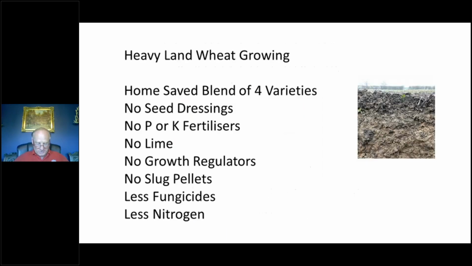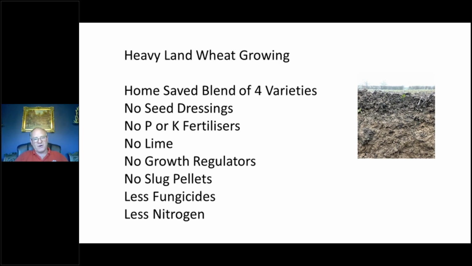Okay, the last one, could just go on to the last slide. This is just a few points really referring to growing wheat. I've mentioned my blend of varieties. It's just a really good way of getting more diversity into your crop and slowing down the spread of diseases really. They seem to complement each other, and that works really well.